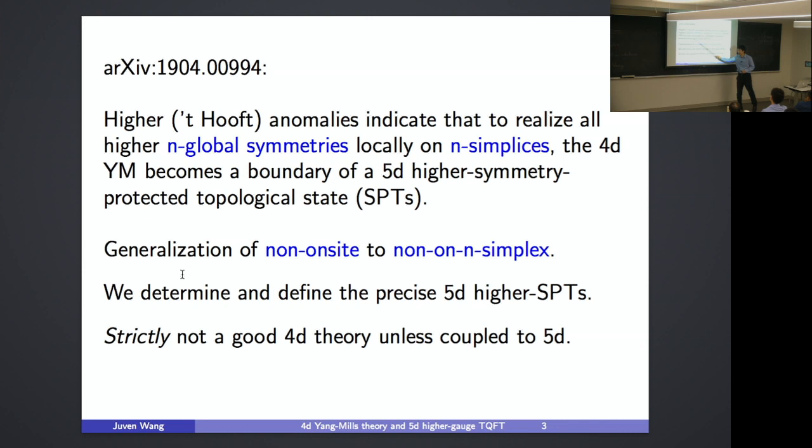So these are generalizations of non-invertible, people talk about non-invertibleness. So we would like to determine and define mathematically the precise five-dimensional higher SPTs. And strictly, maybe for some people, it's not quite a good 4D theory unless coupled to 5D. And some people will debate that actually the 4D theory is good, it's just a 't Hooft anomaly. Either way, it's fine. All right, so let's fix the terminology.